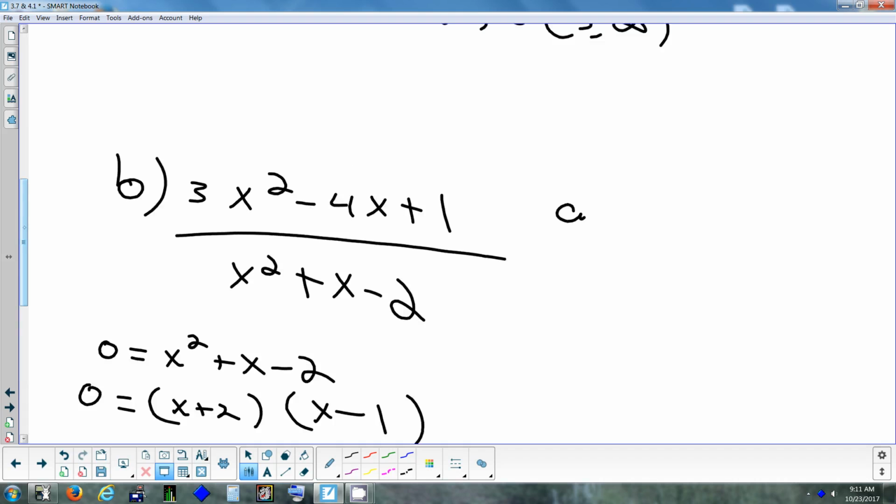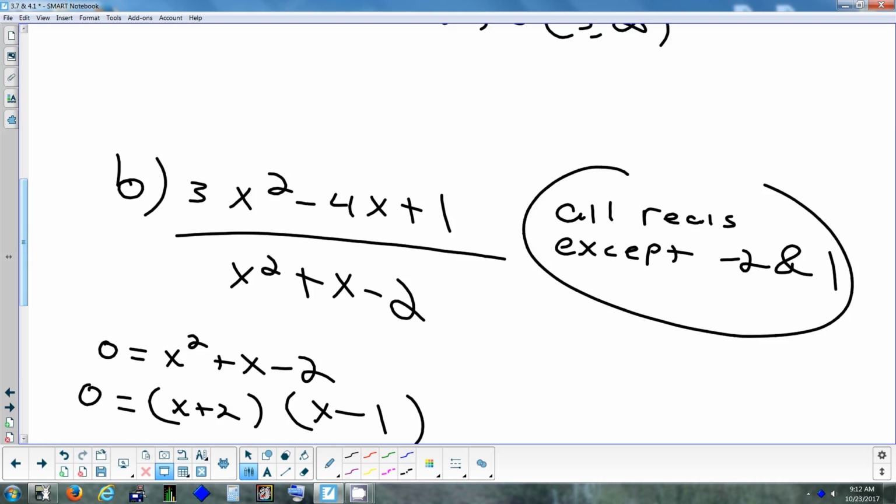So I'm just going to write all reals except negative 2 and 1. If I wanted to do it as an interval, I would need 3. From negative infinity to negative 2, from negative 2 to 1, from 1 to infinity, parentheses on everything. Questions on that?